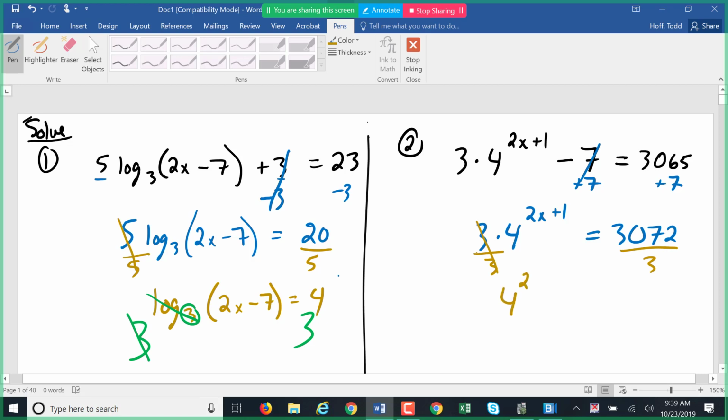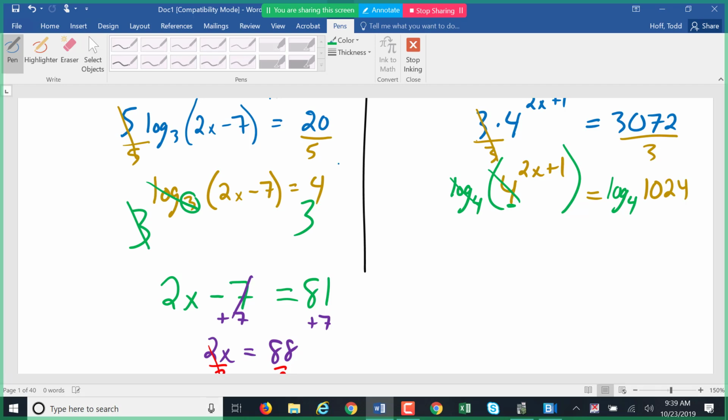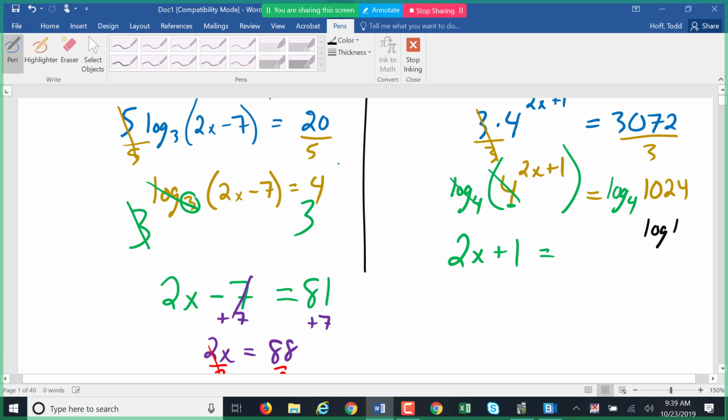So we have 4 to the power of 2x plus 1 equals 1,024. Now you notice I left a little space in front of the 1,024 because now that the exponential is alone, to get rid of the exponential, the inverse of the exponential is the log with the same base. This is an exponential base 4, so we get rid of it with a log base 4. So the 4 to the power of and the log base 4 cancels out. We have 2x plus 1 equals, to do a log base 4 of 1,024, it's log of 1,024 divided by log of 4.